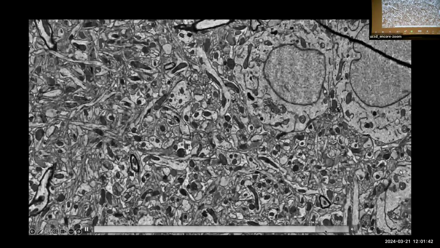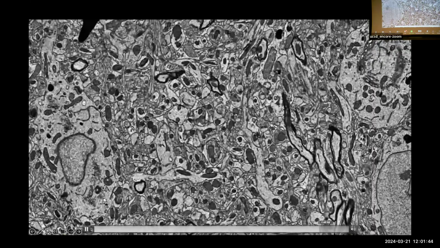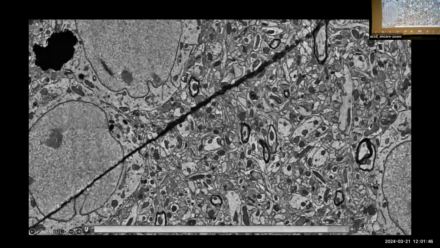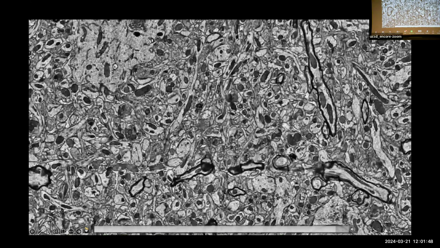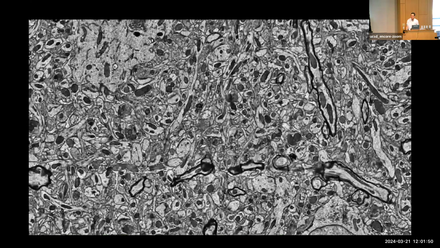Yeah, so the trick now is that, given this is what you see on a section-by-section basis, how do you reconstruct individual neurons and separate them from that, okay?